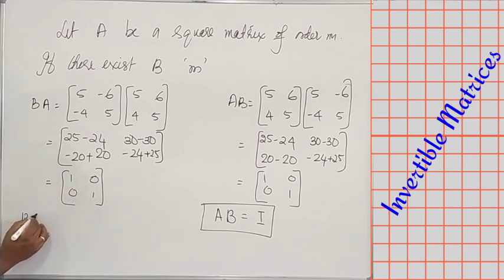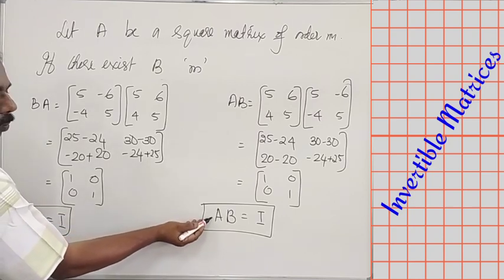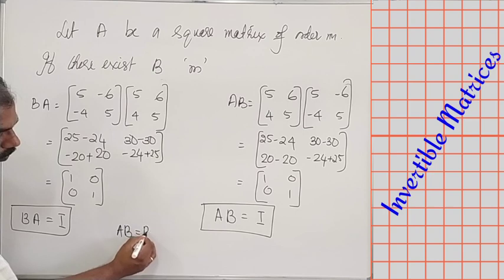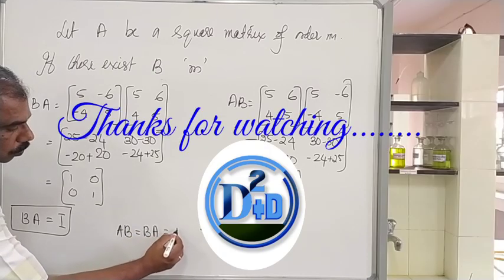Therefore, we write B into A is equal to I. Hence, we proved in this case that A into B is equal to I, B into A is equal to I. Therefore, A into B is equal to B into A is equal to I.